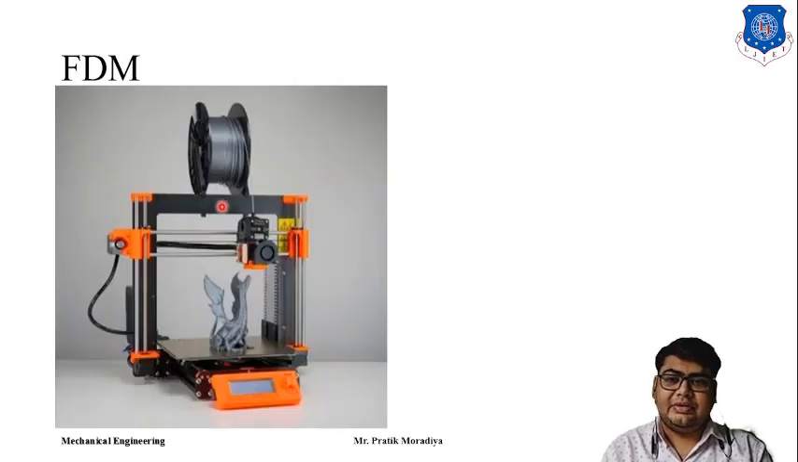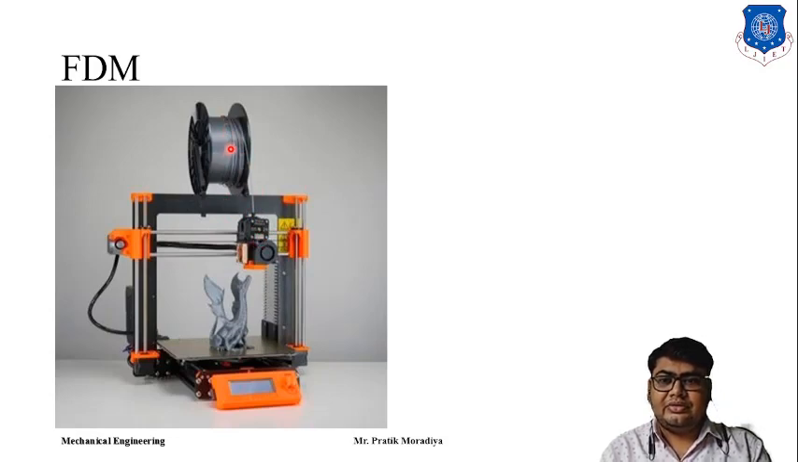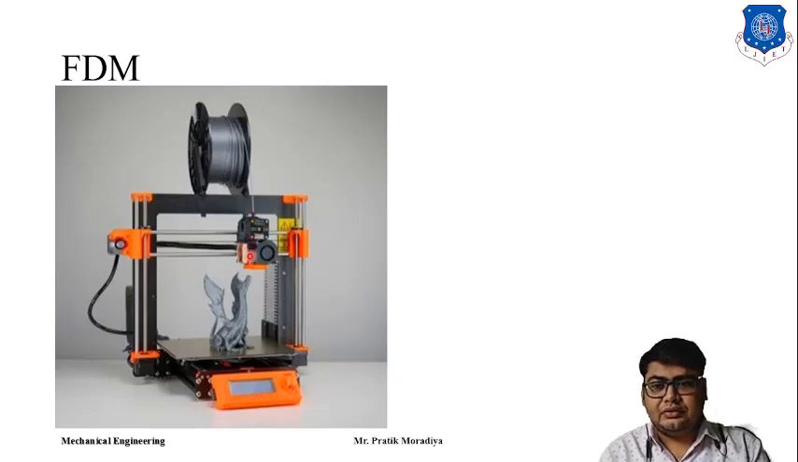This is the FDM machine. So how does the process work? This is the filament that we are talking about. From this roll, the filament will go into this extruder. This is the extruder head. Here it will be melted and forced downwards, and here will be a nozzle, and from this nozzle you can print the part layer by layer.